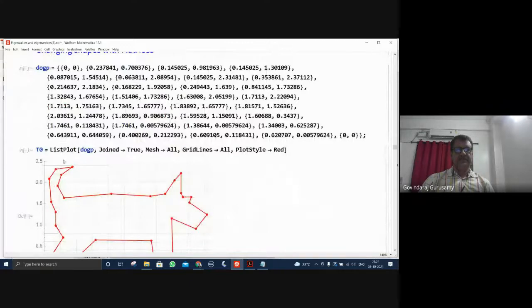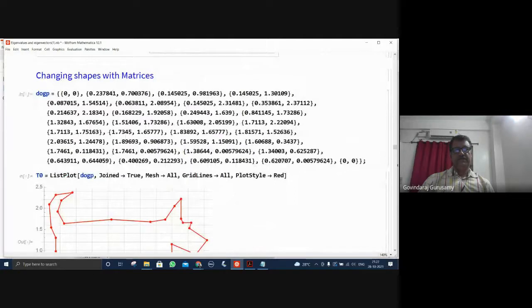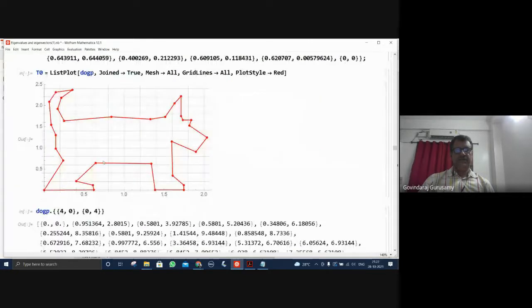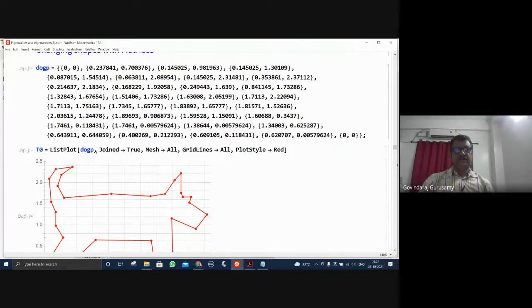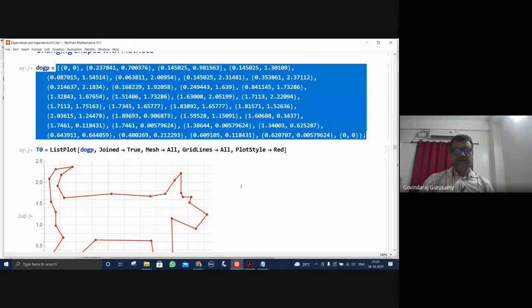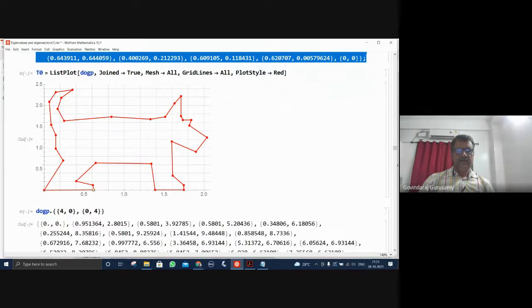Now you can see this is the number which is plotted here. These are the coordinates, 0, 0, and it goes on, and this is something like a picture of a dog. It is just a list plot of these data points, joined, with grid lines and a red plot style. These data points which are shown here are the coordinate points, connected one by one continuously by moving like this. That's what is done here.